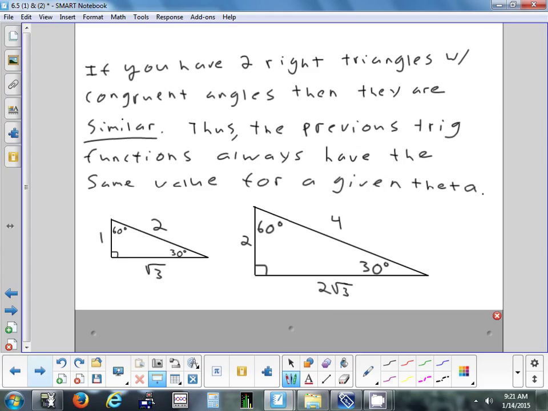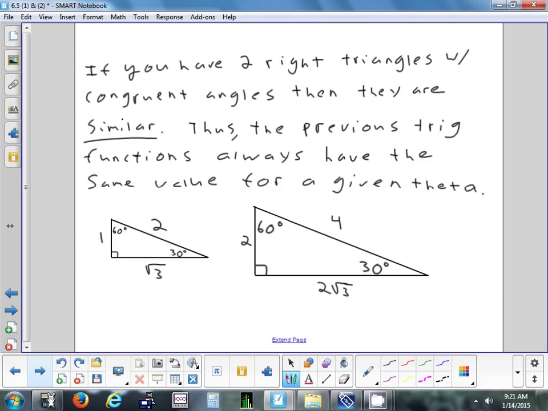So my point here is that the trig functions always have the same value for a given theta. Let's suppose you have a 30, 60, 90 right triangle. The size of the triangle doesn't affect the sine, the cosine, the tangent, the secant, the cosecant, or the cotangent. The sine of 60 is always the same, regardless of the size triangle that it's in. Size here doesn't make a difference.